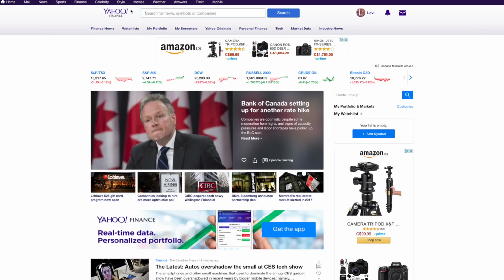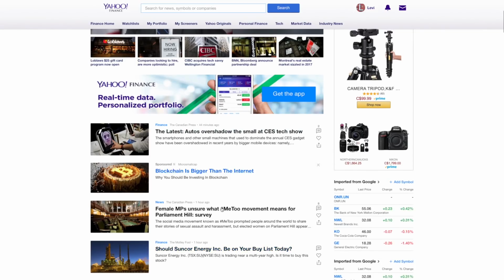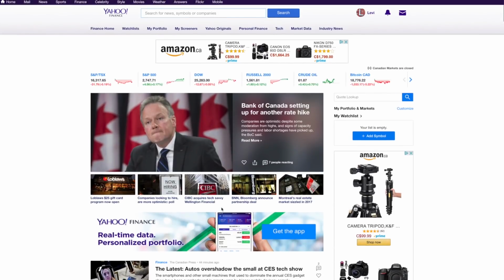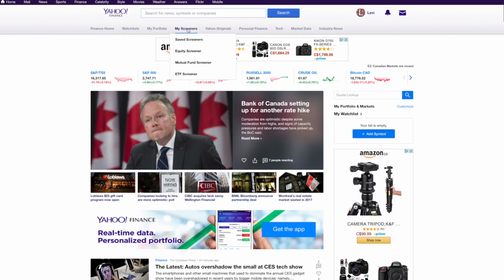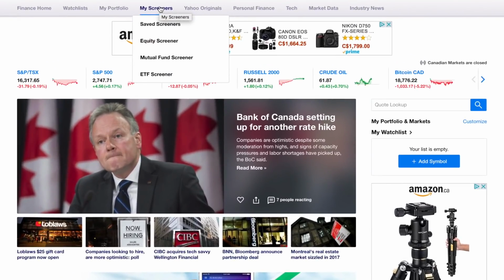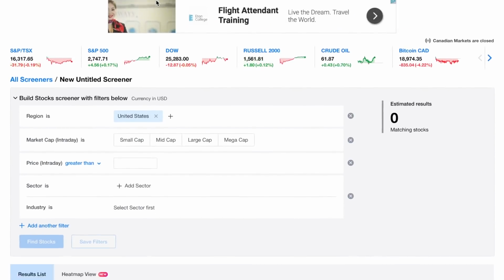I'm going to look at Yahoo Finance. If you've never used Yahoo Finance before, it has some of the basic market information right here in the center, and then it's a bunch of advertising and articles that you might want to look at. What we're looking for today is right at the top. It's called My Screeners. If you're logged in to Yahoo, you can actually go to your saved screeners if you want. But today I'm going to show you how to set up a brand new one if you've never used this. So you go to Equity Screener, which is what we're looking for, so equities or stocks. And it comes up with this screen.